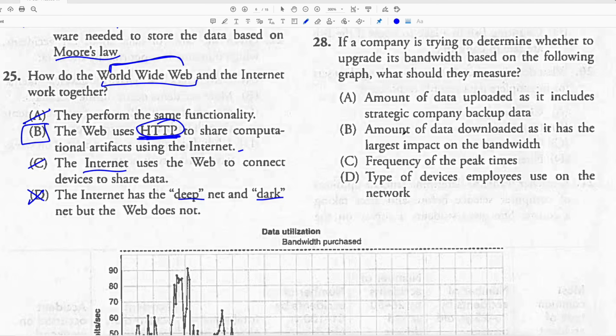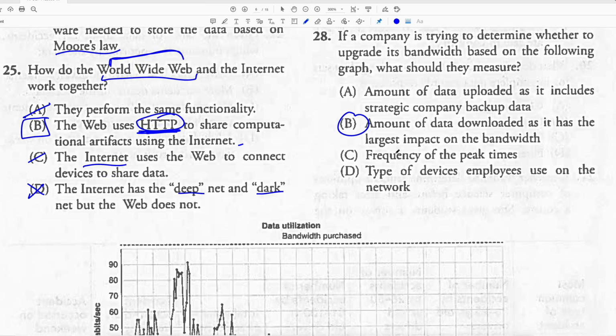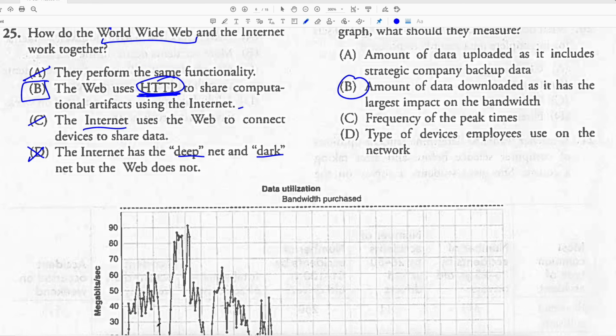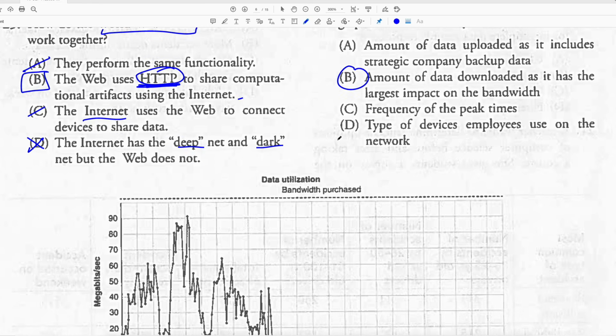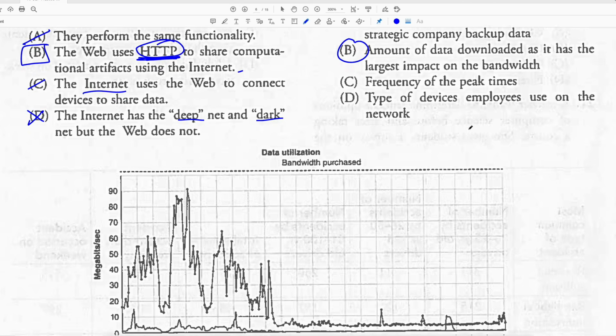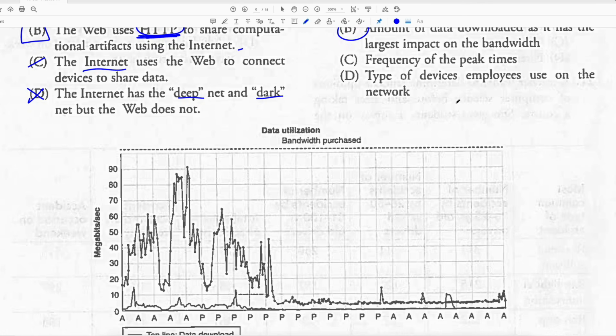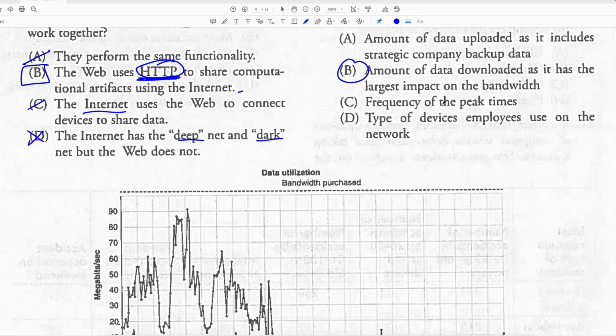So B, the amount of data downloaded as it has the largest impact on the bandwidth. That is definitely correct. Okay, C, frequency of the peak times, so how often they have those peak times, that seems like it's important. And D, the type of devices that employees use on the network. That isn't directly linked to the bandwidth. They could be using a phone, a smartwatch, a laptop, a smart TV. You know, D doesn't really make sense.